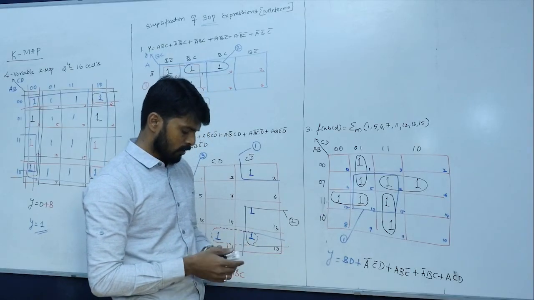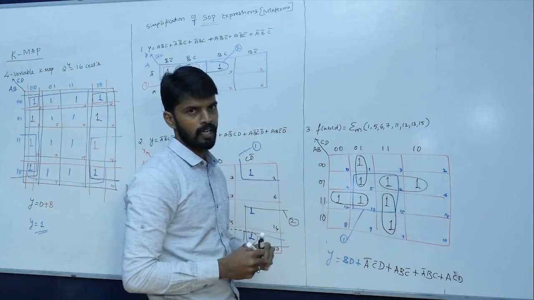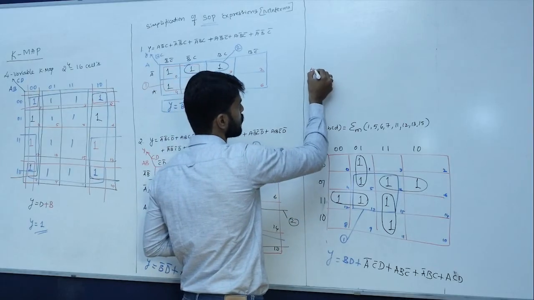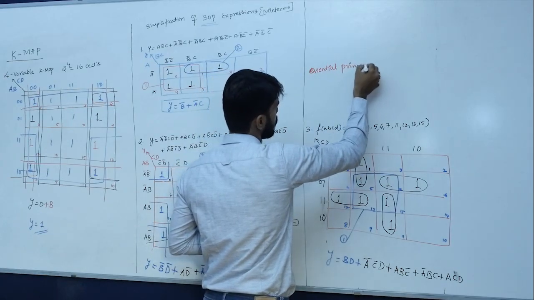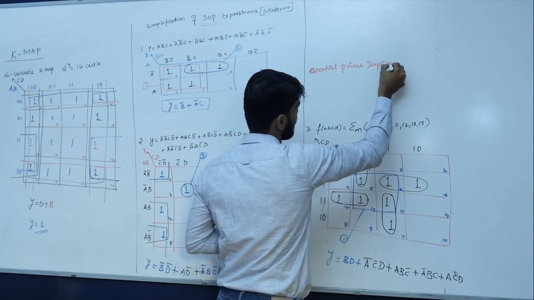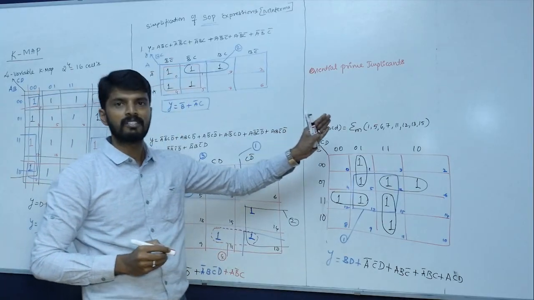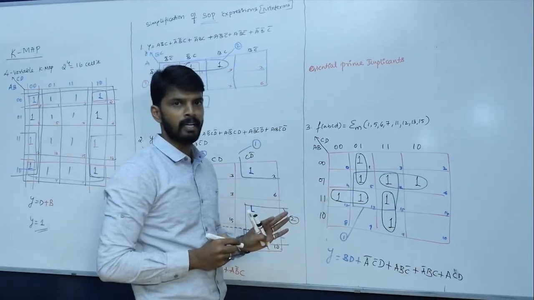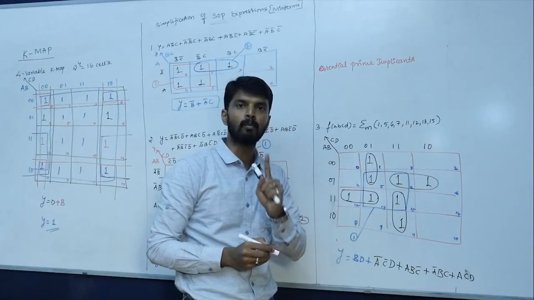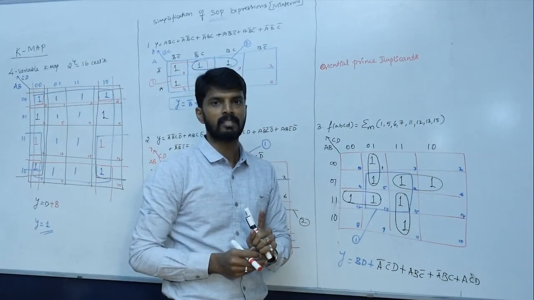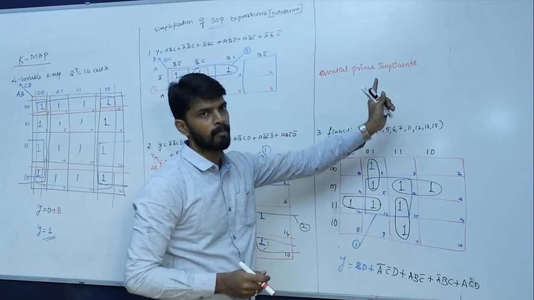Here one more thing, if we want to find out which are all the essential prime implicants in this particular K-map. What is that? Essential prime implicants. What is the meaning of essential prime implicants? The essential prime implicants means this cell should combine with only one group and it shouldn't combine with more than one group. We'll repeat once again. If any cell combined with only one group is called essential prime implicants.